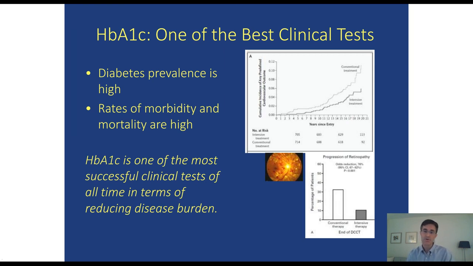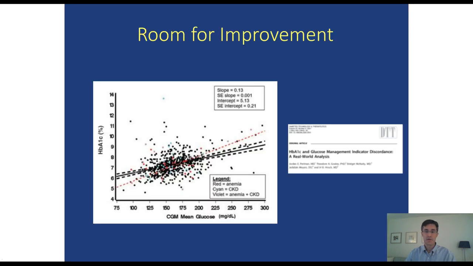So those figures there are showing the high rates of cardiovascular risk among diabetics, as well as the high rate of retinopathy leading to blindness. And what A1c has enabled us to do is to lower those rates of morbidity. Now, while A1c is a great test, it does have some shortcomings, and there is room for improvement.